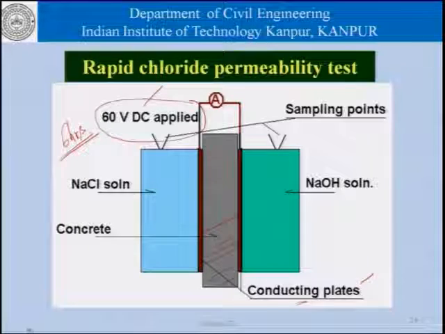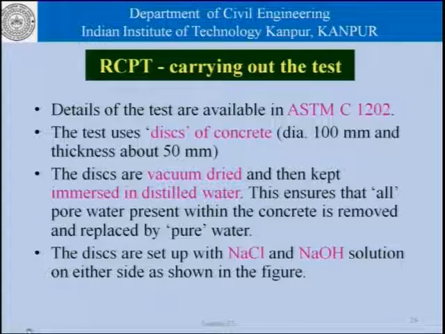And what we do, as I said, the details are available in the ASTM C1202. The disc that we use of concrete in this case is known to be 100 mm diameter and has a thickness of about 50 mm. The discs need to be vacuum dried and then kept immersed in distilled water. This ensures that all pore water present within the concrete is removed and is replaced by pure water.